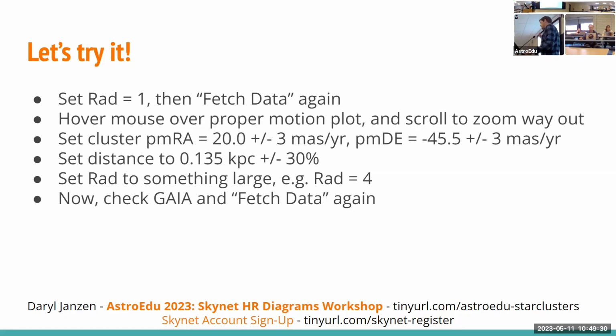So if you set it to that and actually check the boxes that say plus or minus range and set that value to 3 milliarcseconds per year, and the proper motion in declination to plus or minus 3 milliarcseconds per year, and then go to the distance slider and change that to 0.135 kiloparsecs plus or minus 30, and check the plus or minus range on distance.